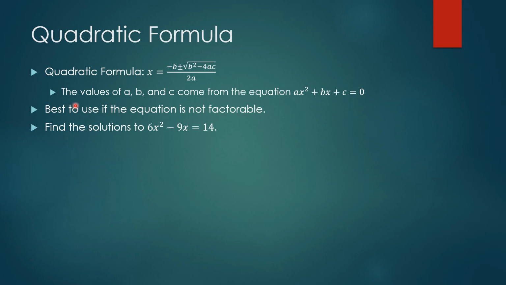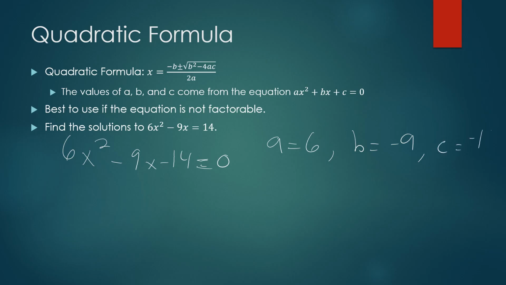Now we have to make sure that the quadratic equation is in the form of ax squared plus bx plus c equals 0. Since we don't have 0 on one side of the equation, we're going to first manipulate the equation so that it does. In other words, I'm going to subtract 14 on both sides. Now we're going to go ahead and use the quadratic formula. Let's pick out our numbers. A is equal to 6, B equals negative 9, and C equals negative 14. Please note that the negative sign that's in the equation goes with the coefficient.